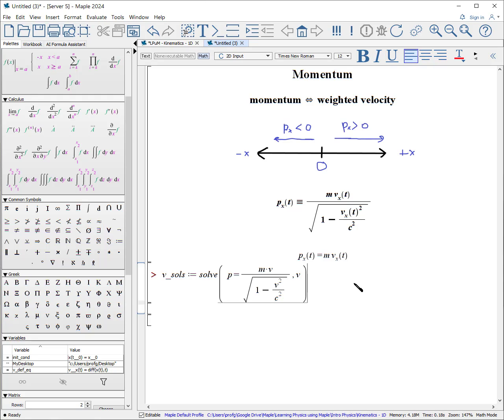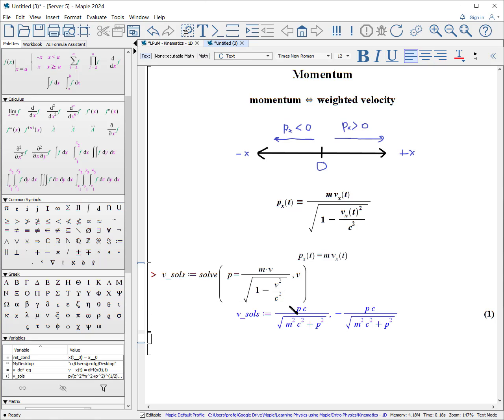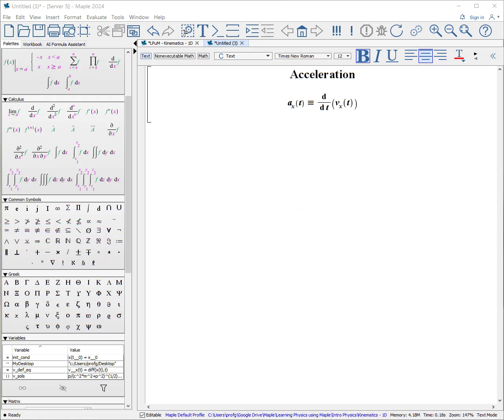If we solve this expression for velocity, we find that the velocity is in terms of this expression. Consequently, momentum as a function of time can be calculated from this rate equation. Given the velocity and momentum is related to the time rate of change of position, what is the time rate of change of velocity? We call that acceleration. So here's the definition of acceleration mathematically.